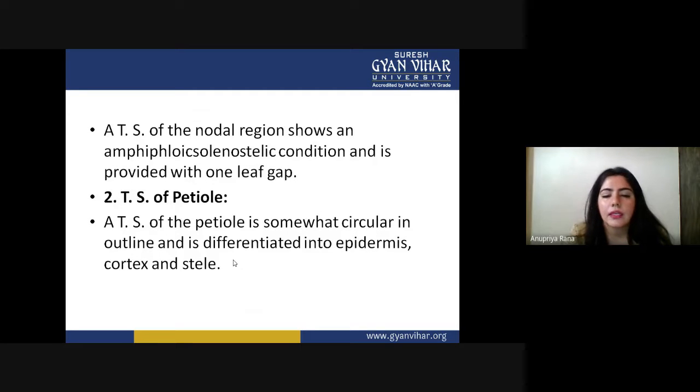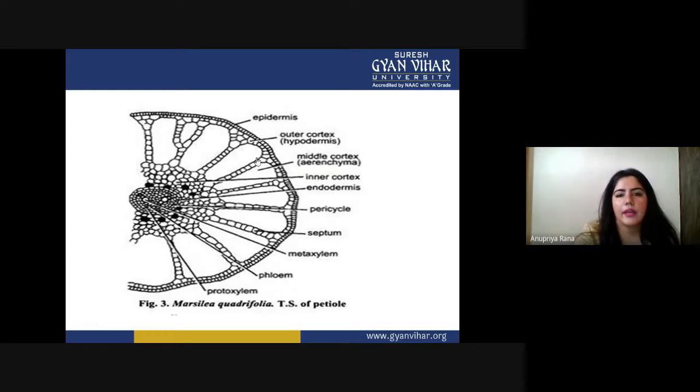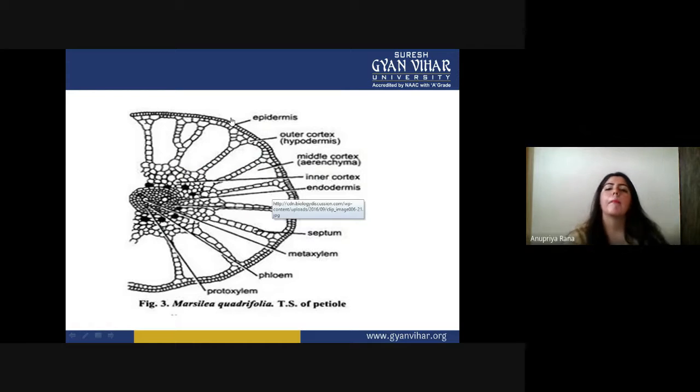Now the second thing in the anatomical portion, we are going to see the TS of petiole. The petiole is somewhat circular in outline and differentiated into epidermis, cortex, and stele. So these three compositions can be seen inside the petiole. This is a diagram. You can see the outer layer of the petiole consists of epidermis cells, compactly present parenchymatous cells.